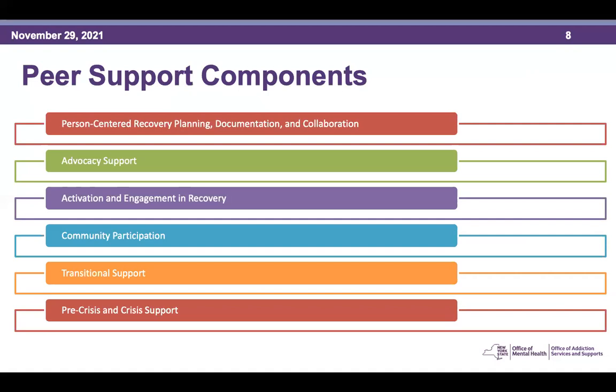Next slide, please. There are 6 components when it comes to peer support, and I'll read through them all briefly on this slide, but we are going to go into more detail on the upcoming slides. So the first of which is person-centered recovery planning, documentation, and collaboration, advocacy support, activation and engagement in recovery, community participation, transitional support, pre-crisis, and crisis support.